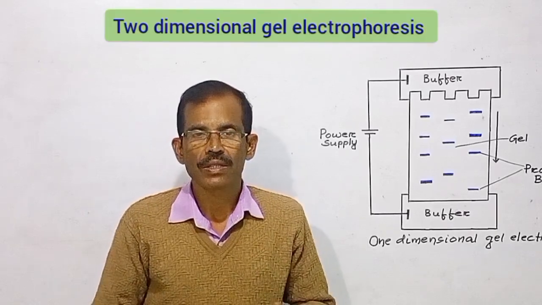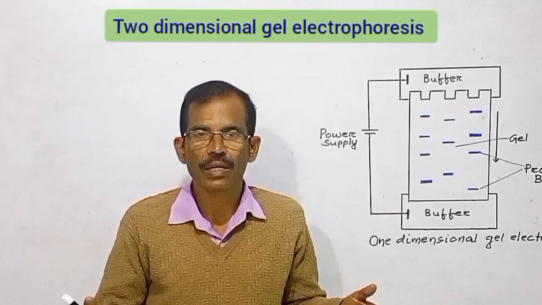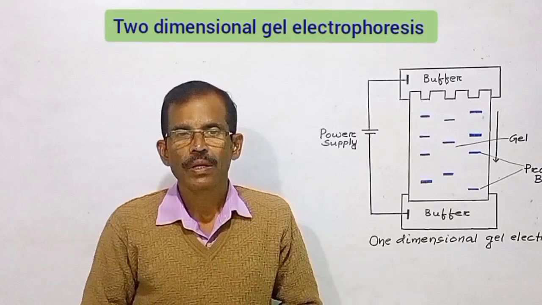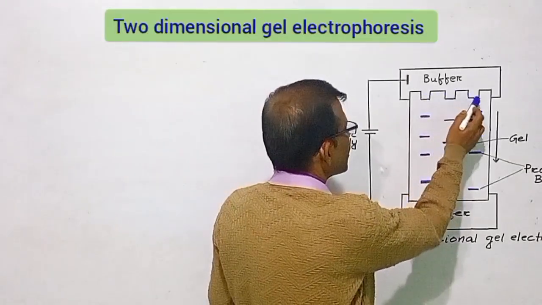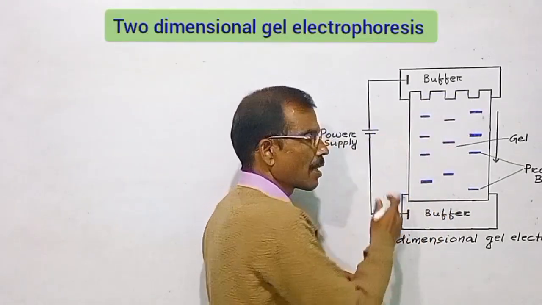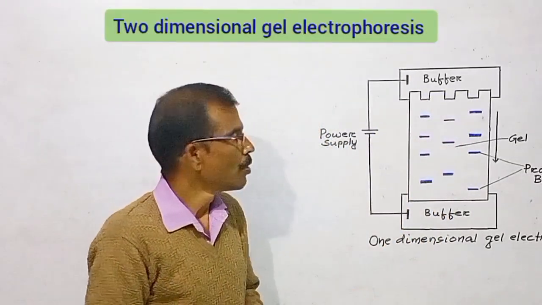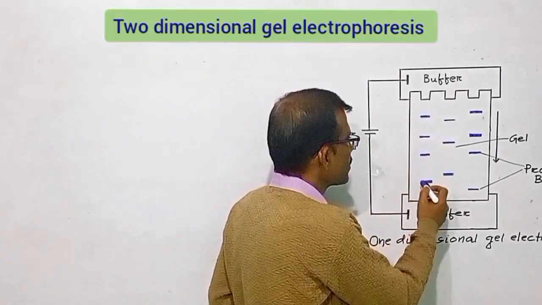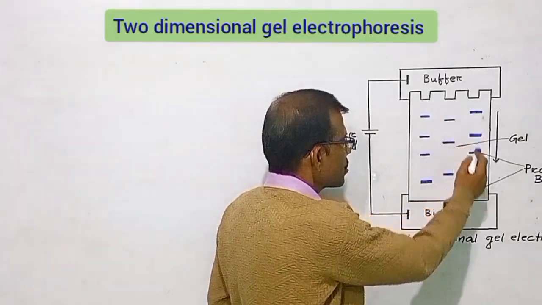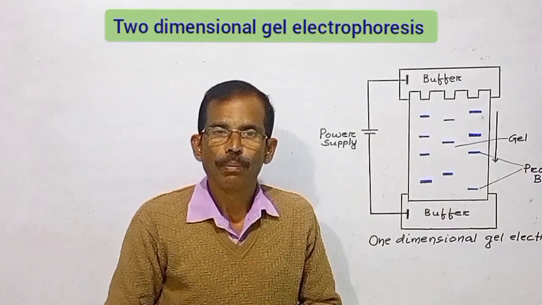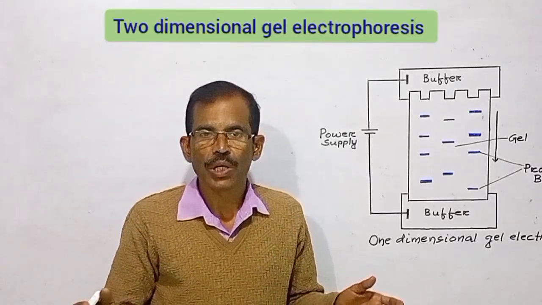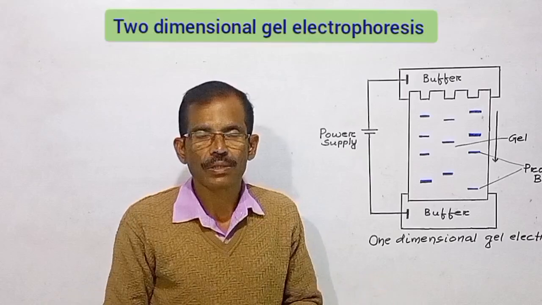Gel electrophoresis of proteins is most commonly performed in only one dimension. This technique is called one-dimensional gel electrophoresis. In this technique, after sample loading at the wells, when the current is switched on, proteins migrate towards the oppositely charged electrode at different velocities based on their size, shape and net charge.